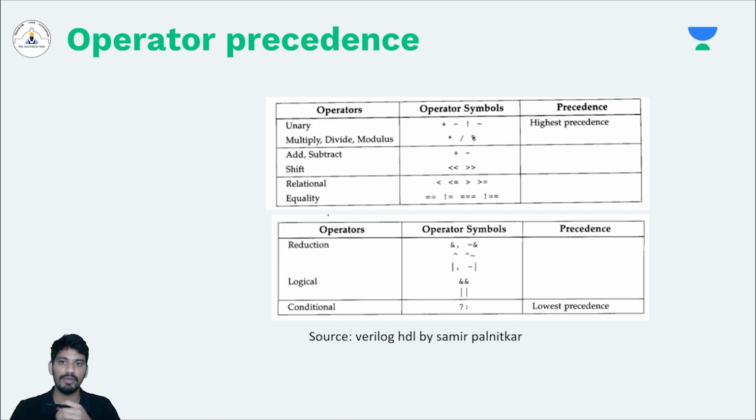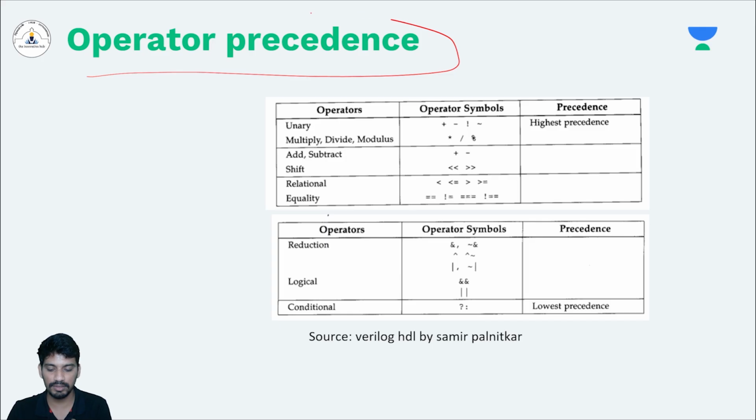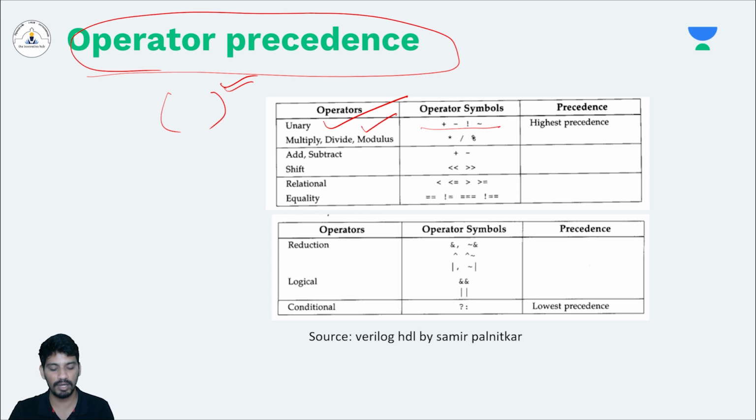Once we are familiar with different kinds of operators, let's see their order of precedence. If you don't define any parentheses, it will follow this order. If you define parentheses, the parentheses will take the highest precedence. The highest precedence is the unary operators. After the unary operators, you will have multiply, divide and modulus operators, then add, subtract and shift. After that, you will have relational and equality operators, then reduction, then logical, and finally the conditional operator.